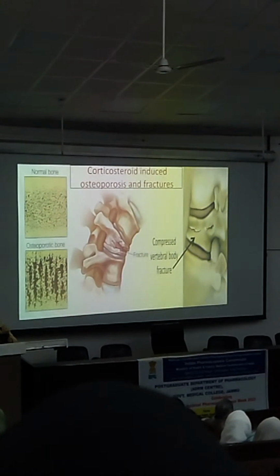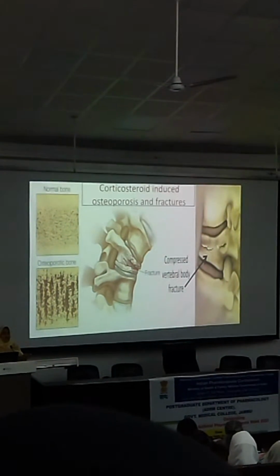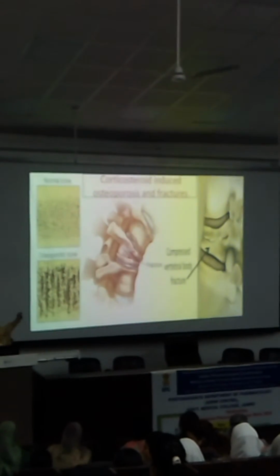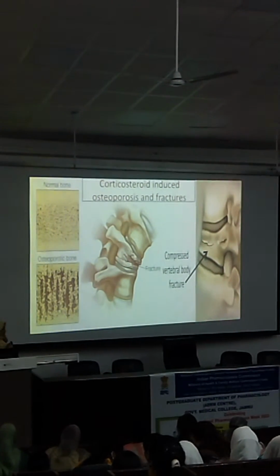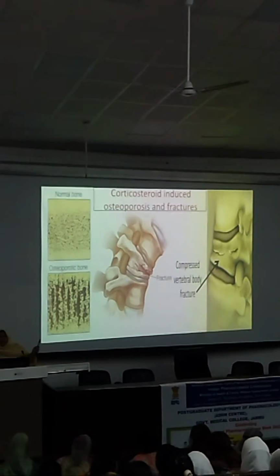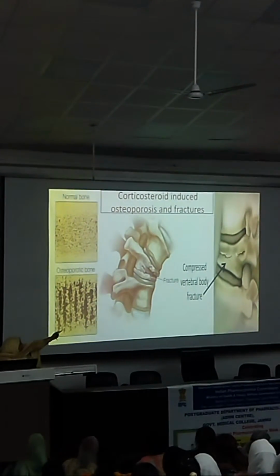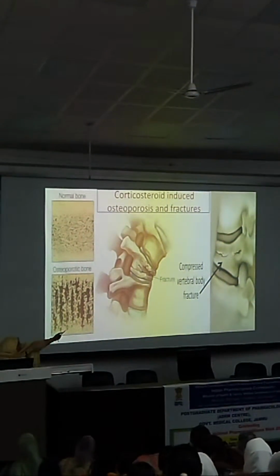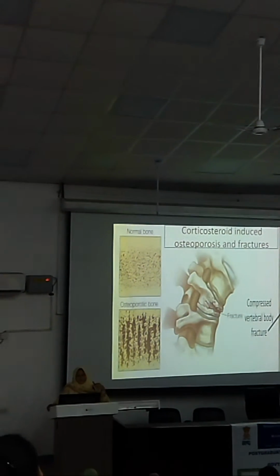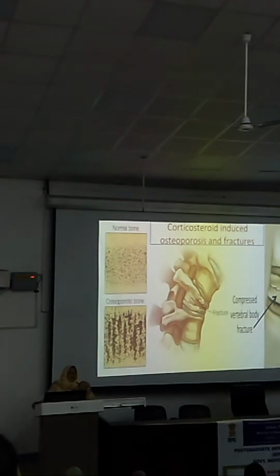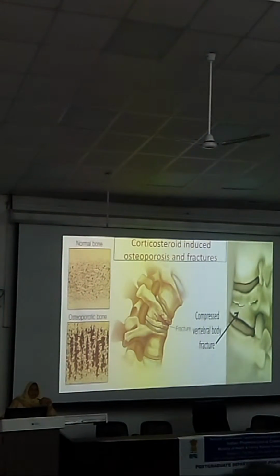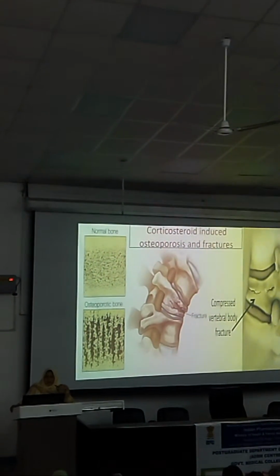Then you can see this image showing corticosteroid induced osteoporosis and fracture. This one is the normal bone. This is the osteoporotic bone. And in the center you can see the fracture, and on that image again you can see the compressed vertebral fracture. So in this case the corticosteroids have weakened the bone, and now the patient has a fracture in the vertebral column. So the vertebral bones are fractured.